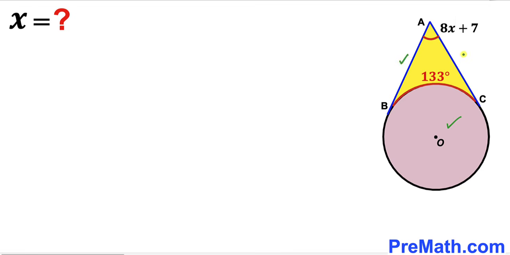We have this circle with center O, along with these two tangent lines AB and AC, as you can see in the given diagram, such that these two tangent lines converge at this point A. As a result, we get this angle BAC that is represented by 8x plus 7. Furthermore, this arc BC is 133 degrees. Our task is to find the value of x.